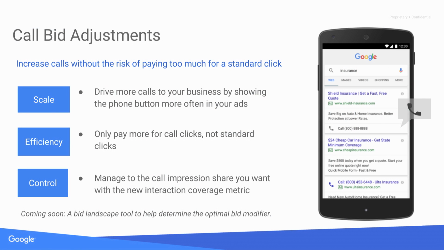For these call bid adjustments, the bid adjustment is only activated in the instance that there's a call click. That means that if you're showing an ad that has a call extension on it, and the user clicks on the headline of the ad and goes to your website, you would still just pay for your regular bid in that case, not for the adjusted bid based on the call bid modifier or call bid adjustment. In the instance that you have call-only ads, of course, you will pay more for every click that happens on the call because you don't have a headline available to you. And the really cool thing that this provides you is the control to actually manage the call impression share that you want with the new interaction coverage metric.